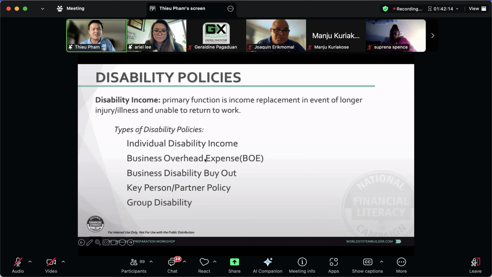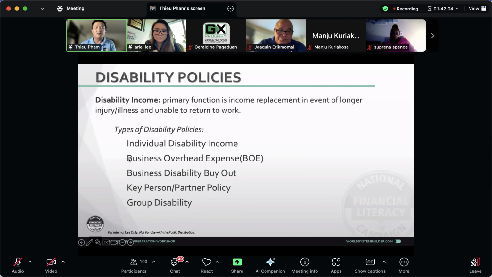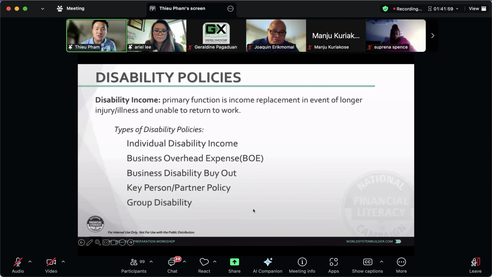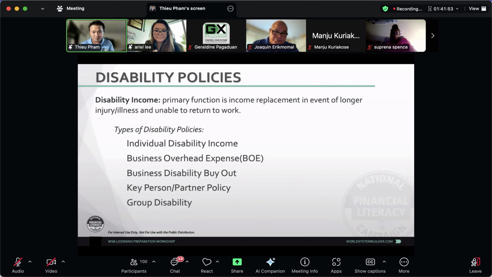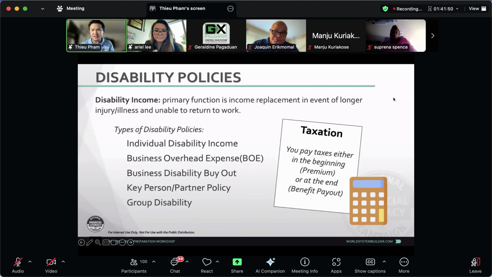So what are the different types of policy here? You can buy as an individual, it's called individual disability income, or as a business owner, when you have people who you rely on, you can buy a business overhead expense. You can buy a business disability buyout. You can buy a key person partner policy. You can buy group disability as well. Okay. Then we can go more in detail. Each of these has taxation, where you pay taxes either in the beginning or at the end of the benefit payout.